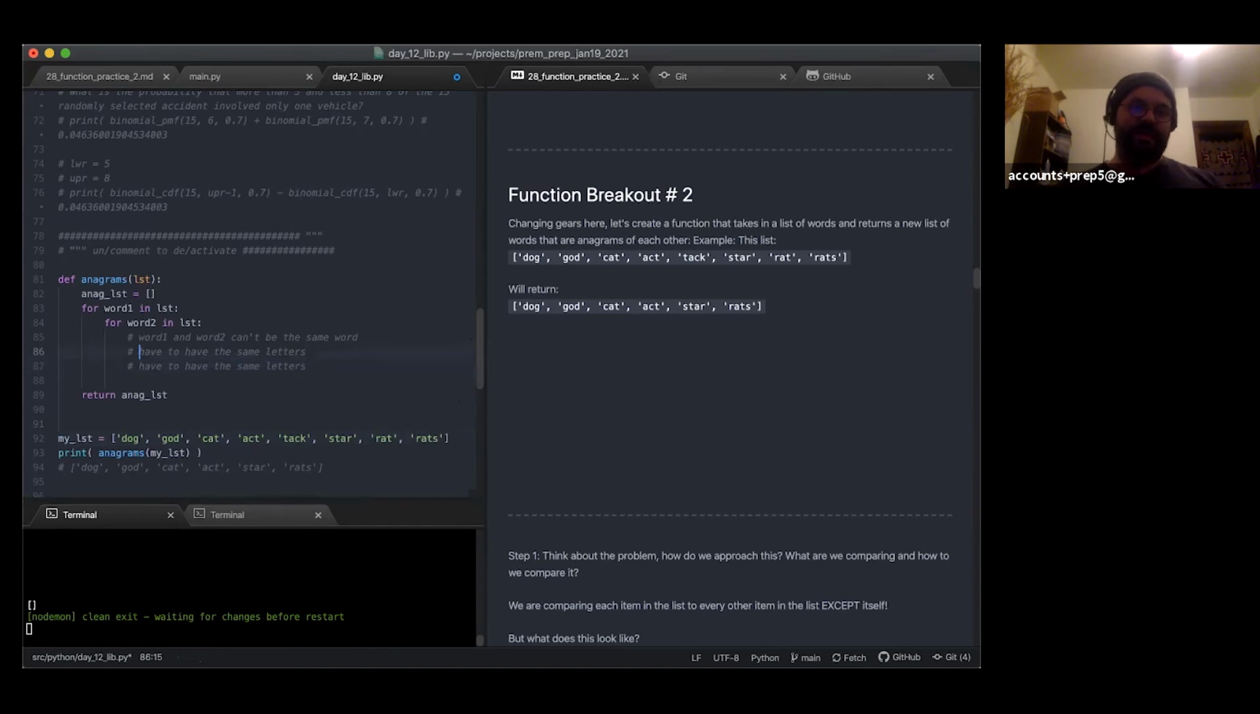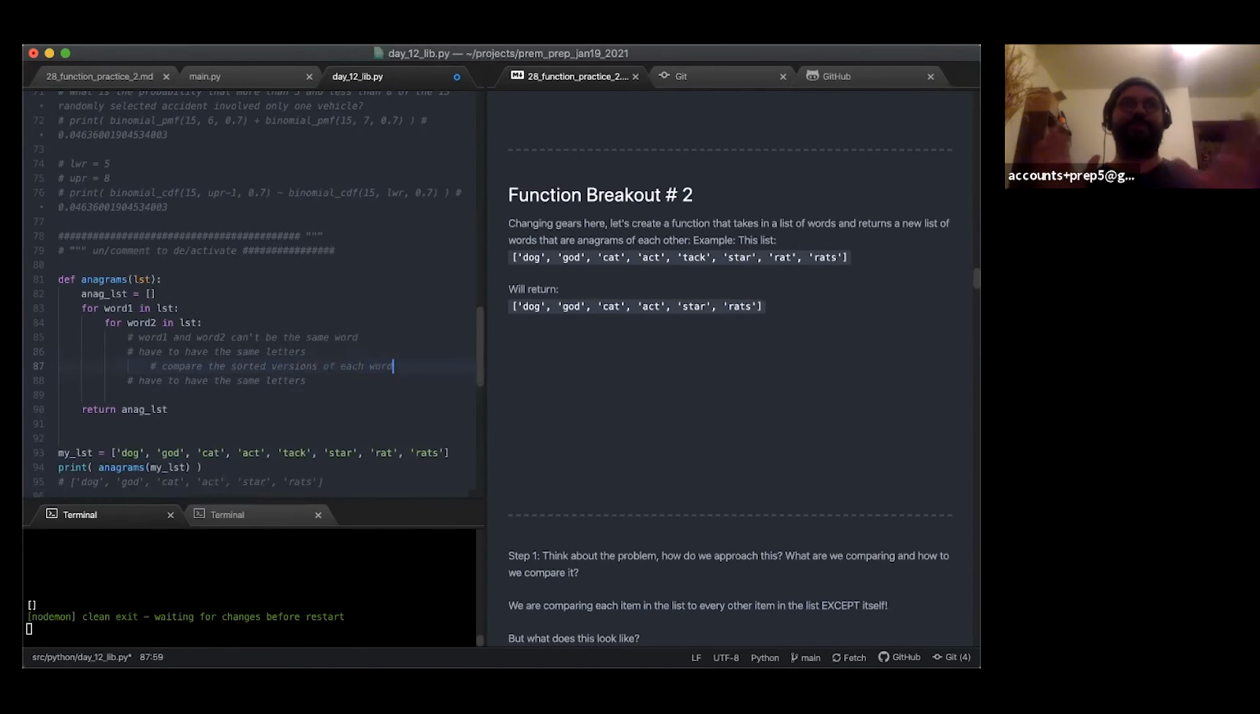So they have to have the same letters, which we can determine by comparing the sorted versions of each word. And if we sort each one, what that does is it orders them in the same way, right? So this also preserves the number of each character, right?